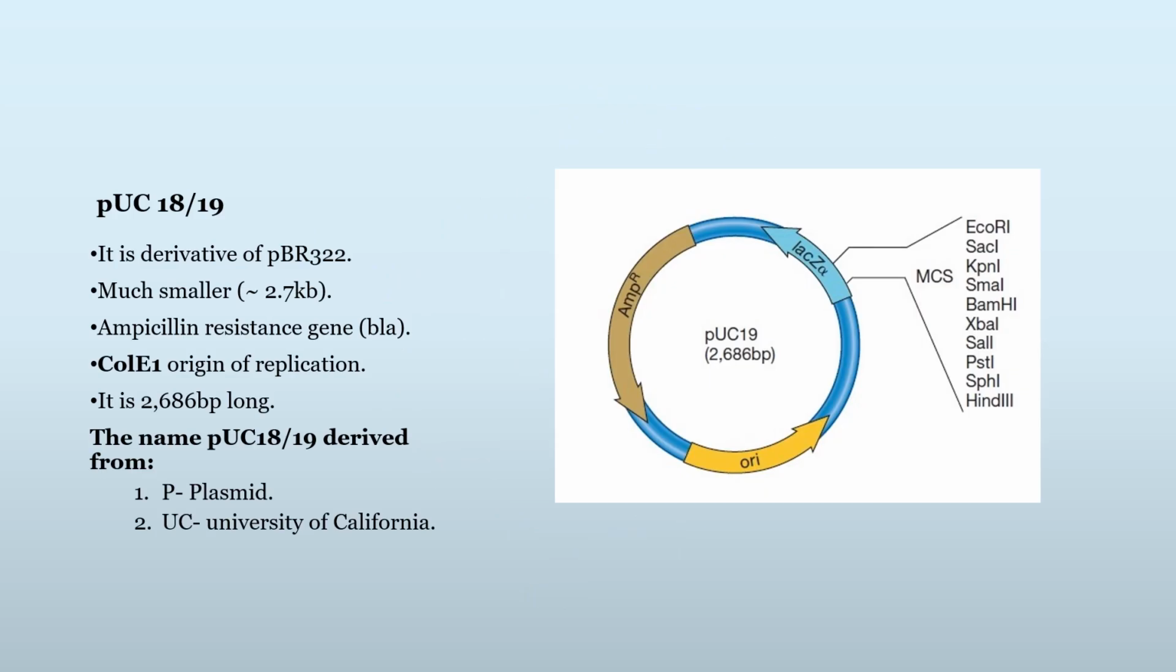pUC18/19. It is a derivative of pBR322, which is smaller in size, equal to 2.7 kb. It is 2686 bp long. The name pUC18/19 is derived from p for plasmid and UC for University of California.